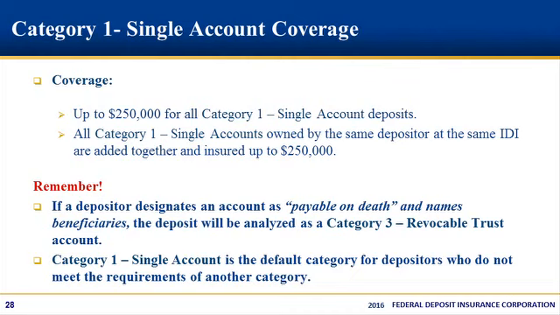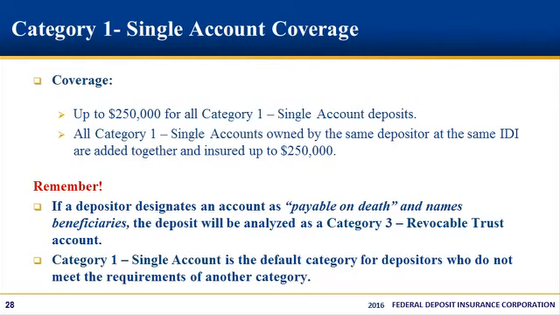Another important fact to remember is that Category 1 single ownership accounts is the default category for individual depositors. This means, as you will see in the coming slides, if a depositor cannot meet the requirements of the other individual ownership categories, that is Category 2 through Category 6, the depositor can still be insured for up to $250,000 under Category 1 single ownership accounts.